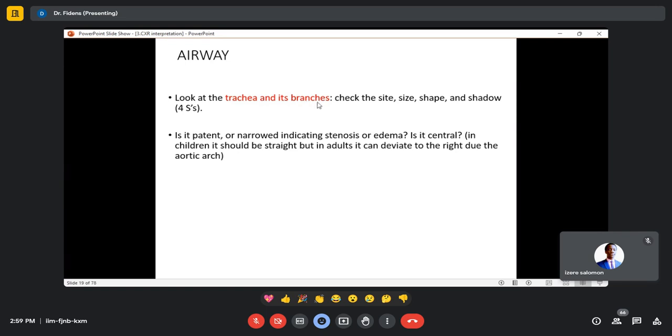I check the trachea and its branches. Is it patent or narrowed, indicating stenosis or edema? Is it central? That's what you have to see. Is it central, the trachea, or deviated to one side? And you have to remember that in children it should be straight, but in adults it can deviate to the right side due to the aortic arch. I will show you. The aortic arch has a tendency to push it to the right side in adults, but in children it's straight. When it is not straight, you have to look for the cause.